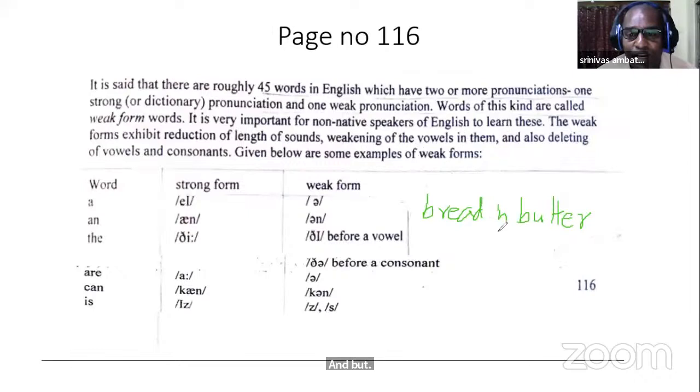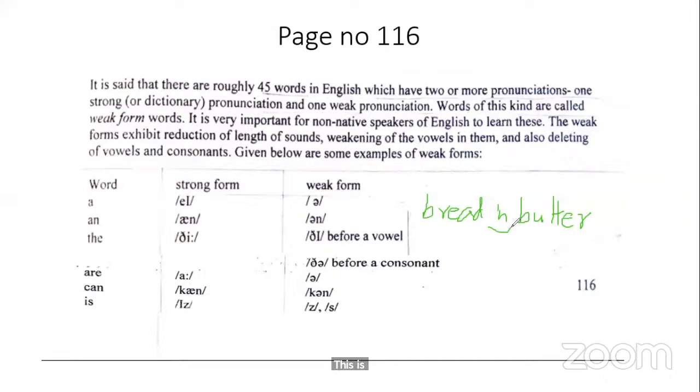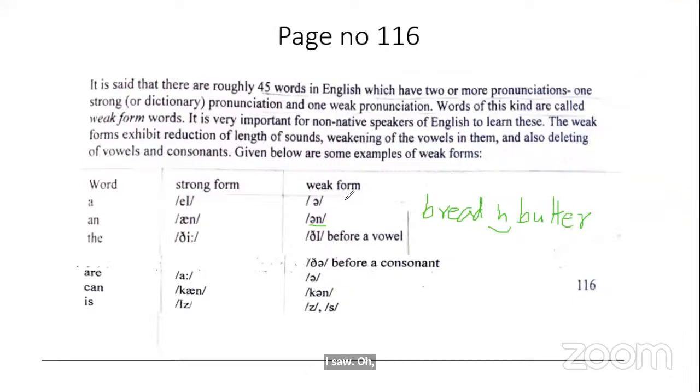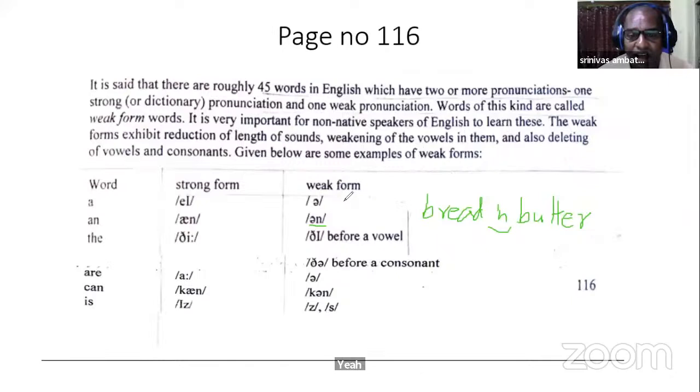Is it clear? Yes, sir. We got it. So this can be un. Un is one weak form of this. I saw a man, weak form. I saw a man. We don't say a man, we say a man. So the a is changing.